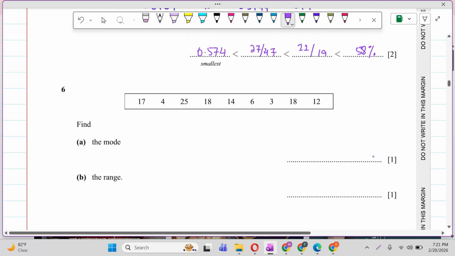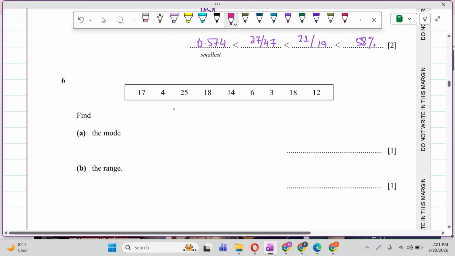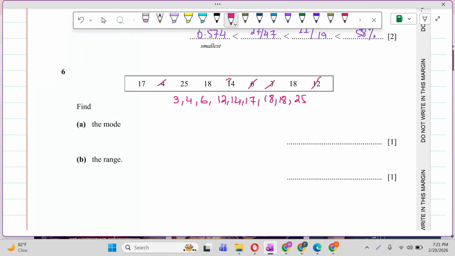Question number 6. Find the mode and the range. First we rearrange them starting from the smallest. So 3, then 4, then 6. Now the 2-digit numbers are 12, 14, 17, then 2 times 18, then 25.